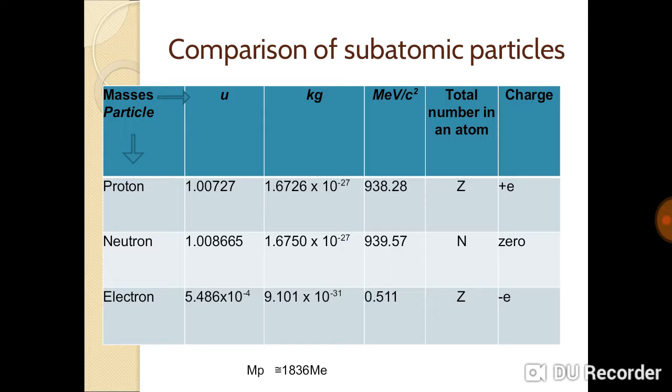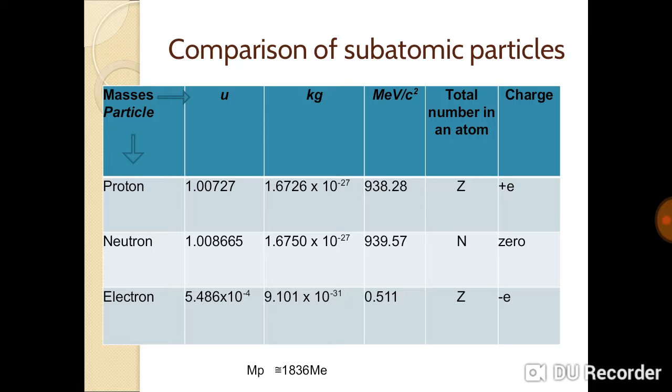The table shows comparison of these subatomic particles on the basis of mass, total number and charge. Here mass is expressed in atomic mass unit, kilogram and mega electron volt per c square. Mass comparison of subatomic particles shows that electron is the lightest particle while neutron is the heaviest particle. Mass of neutron is greater than mass of proton, which is greater than mass of electron. Mass of proton is approximately equal to 1836 times mass of electron.